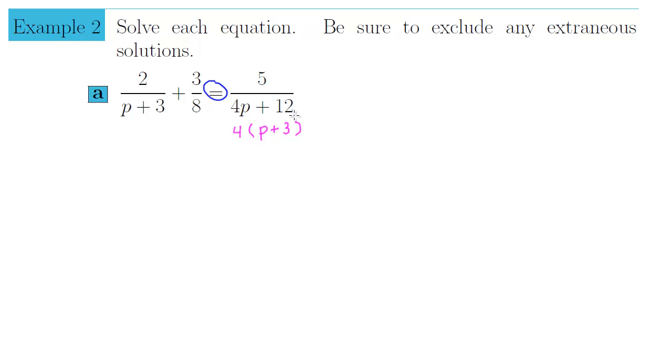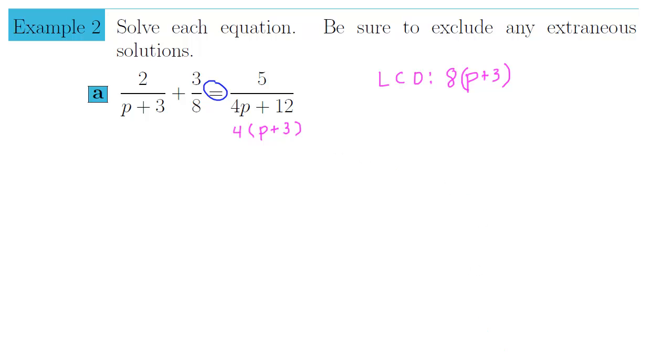Okay. Then you can build the LCD by taking each factor the most times it occurs. So if you look at this denominator, you have a p plus 3, and this denominator has a p plus 3, so you know the LCD is going to need a p plus 3. And then this denominator has an 8, this denominator has a 4, so you know the LCD is going to need the bigger, right, an 8. So now you take the LCD and multiply each term in your equation by it.